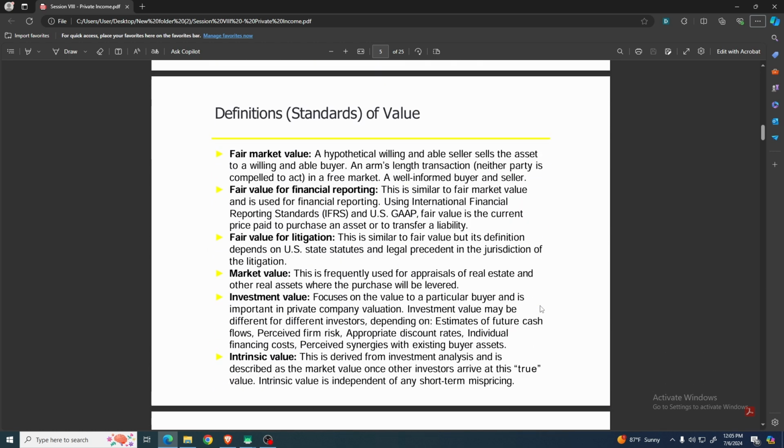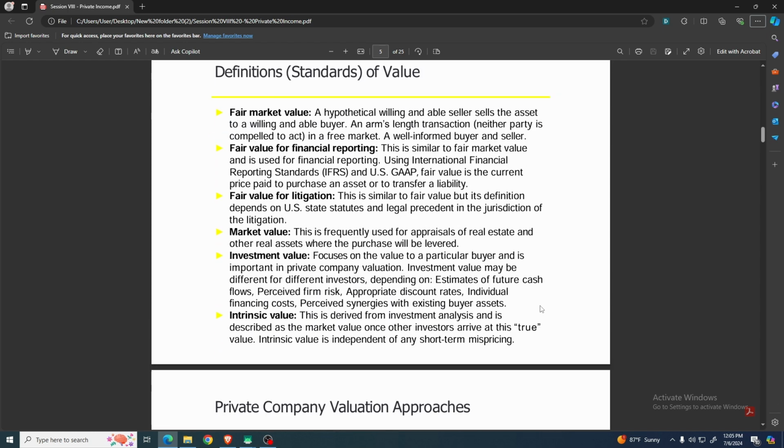Then we come to the definitions or the standards of value. So, understanding the different standards of value is crucial in business valuation, particularly in private entity valuation, because each serves a specific purpose and context. So let's delve into each one of these standards of value.